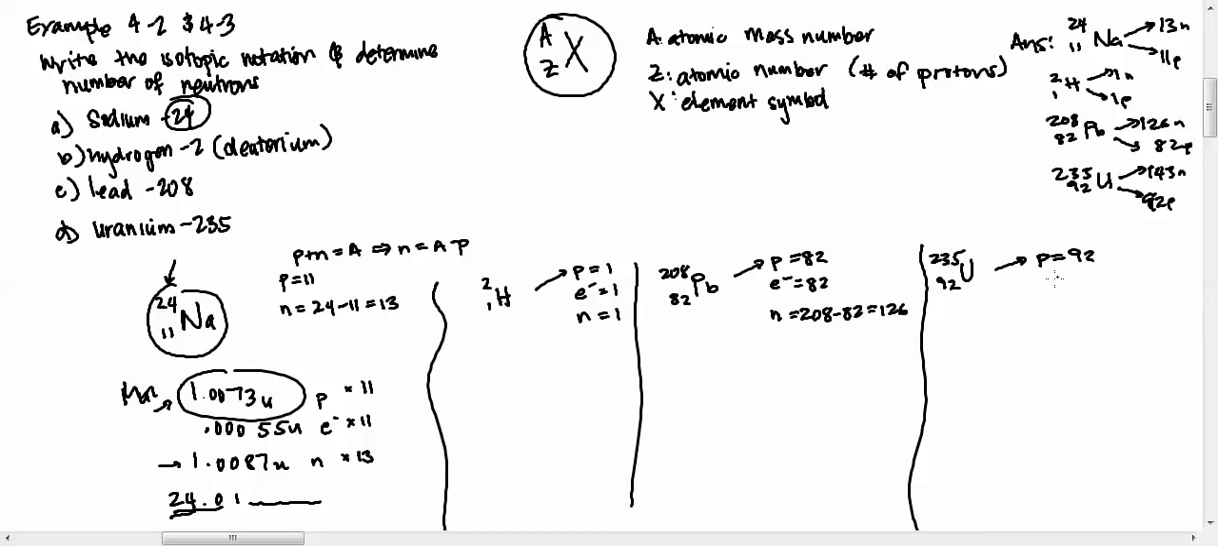All right. So the protons is 92. The electrons is also 92. And the neutrons would be 235 minus 92, giving me 143 neutrons. And that's how you do it. It's pretty straightforward.